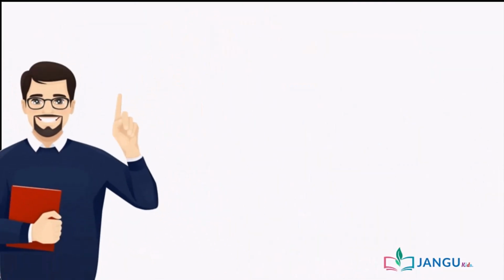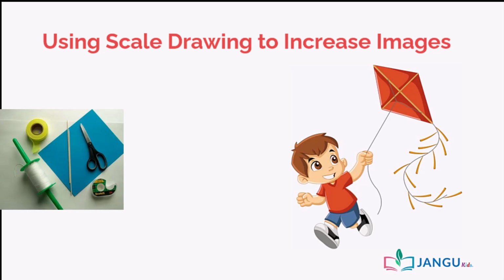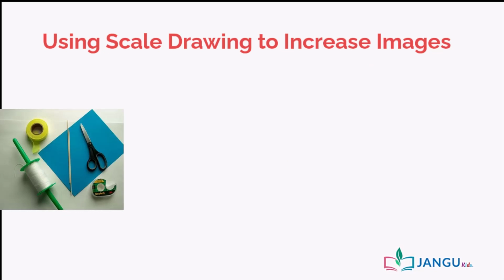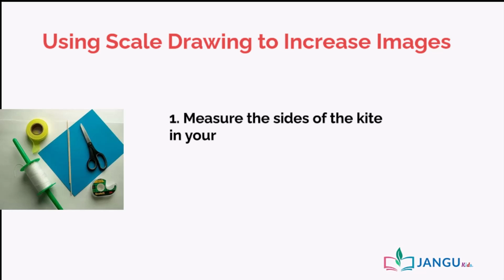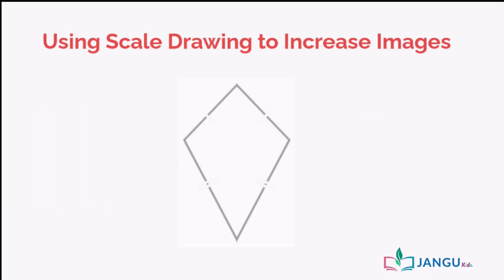Next, let's learn how to enlarge small drawings to big objects or draw using scale drawing. For example, if you have this small kite shape in your book and you need to construct a big flying kite toy using cardboard, all you need to do is: 1. Measure the sides of the kite in your notebook, and 2. Pick a scale to use in enlarging the kite. So, let's do it together. The small sides of the kite in the book are 3 centimeters and the long sides are 6 centimeters.